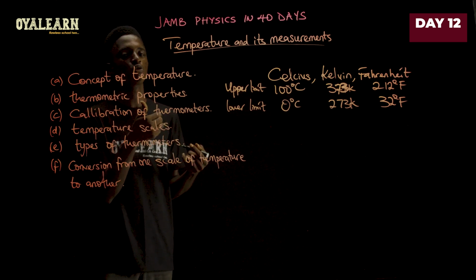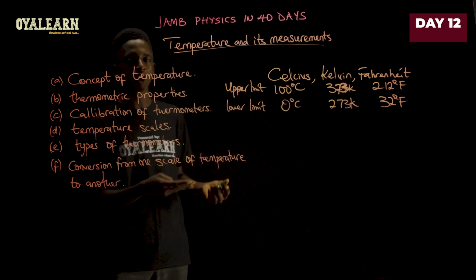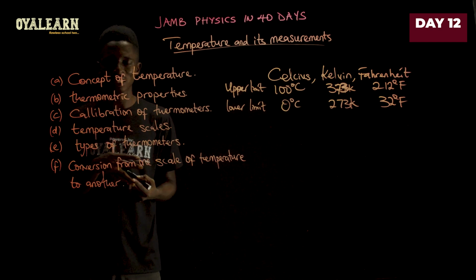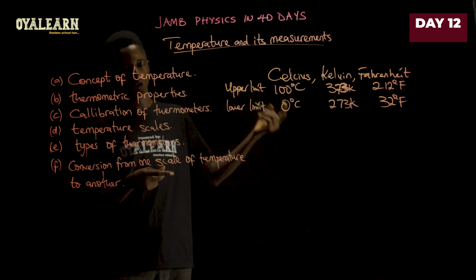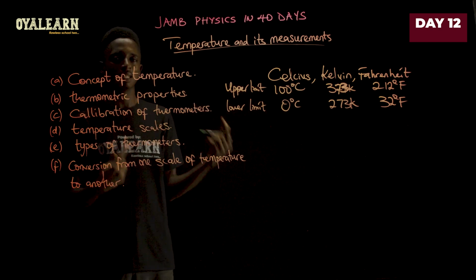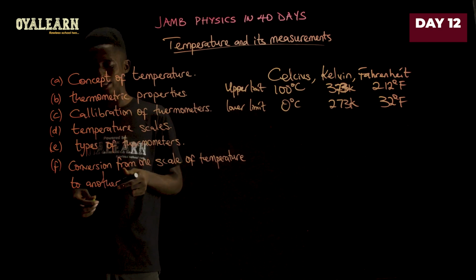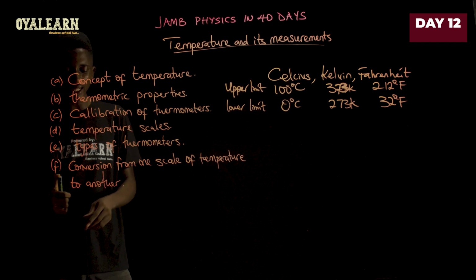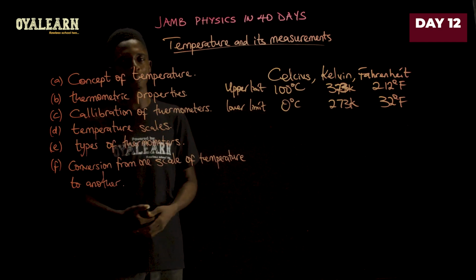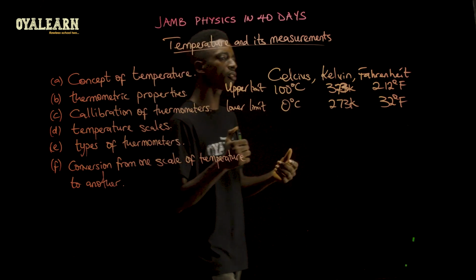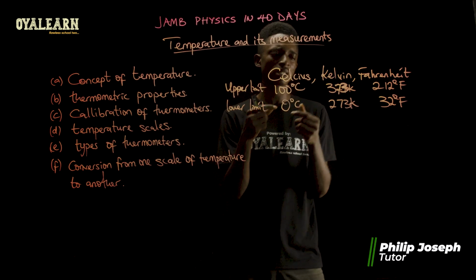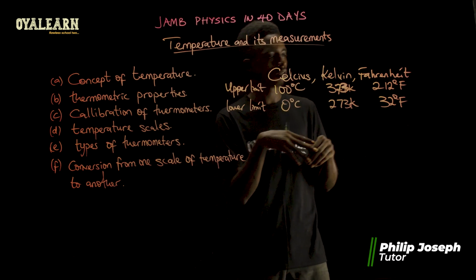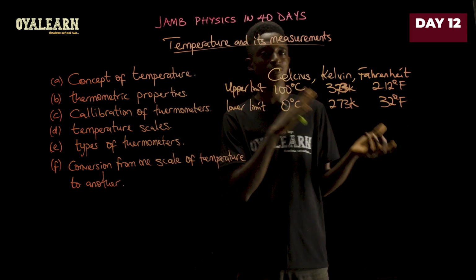What Jamb expects is that you should be able to mention at least 3 to 4 types of thermometers, such as the liquid in glass thermometer, the gas thermometers, the optical thermometers, and so on. Be able to list different types of thermometers and also identify them based on their thermometric properties. Then finally, they expect that you should be able to convert from one scale of temperature to another. Many students are quick to memorize equations that help them to convert, for example, from Kelvin scale to Celsius scale, from Fahrenheit scale to Celsius scale, vice versa.